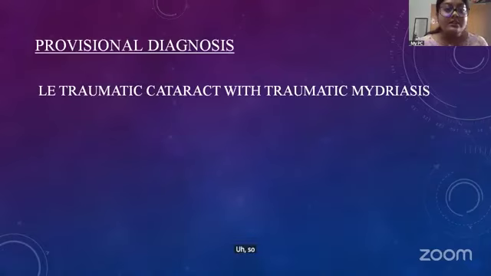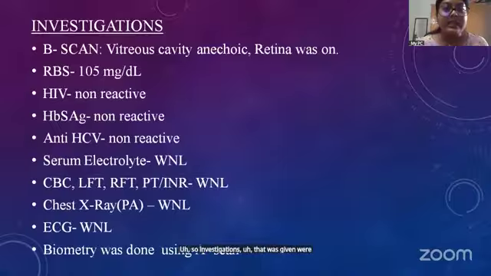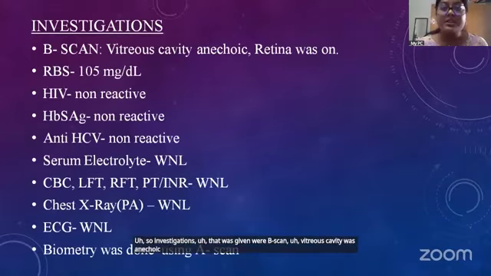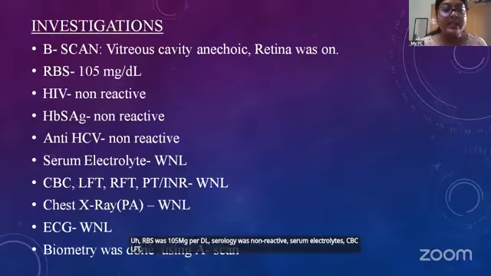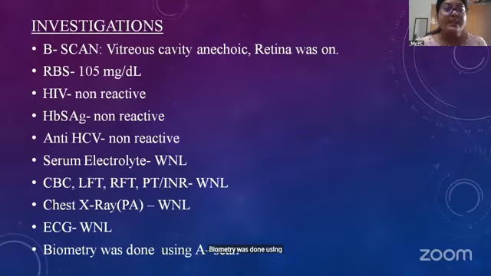So investigations that were done: B scan. Vitreous cavity was anechoic and retina was on. RBS was 105 mg per dl. Serology was non-reactive. Serum electrolyte, CBC, LFT, RFT, PT-INR, chest X-ray, and ECG were within normal limits. Biometry was done using A scan.